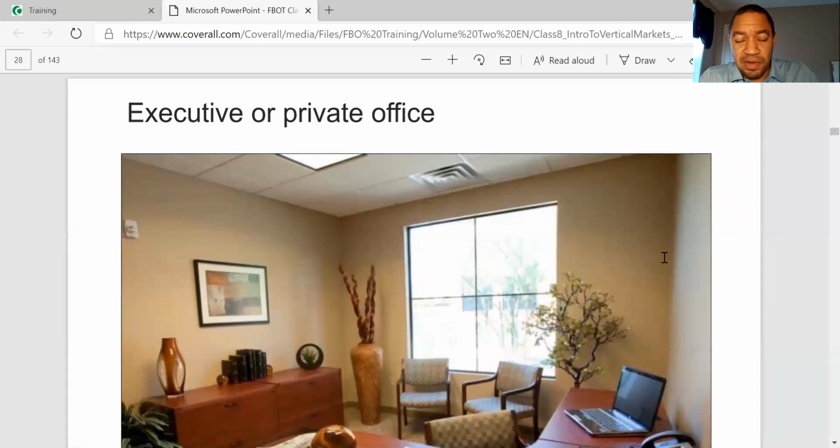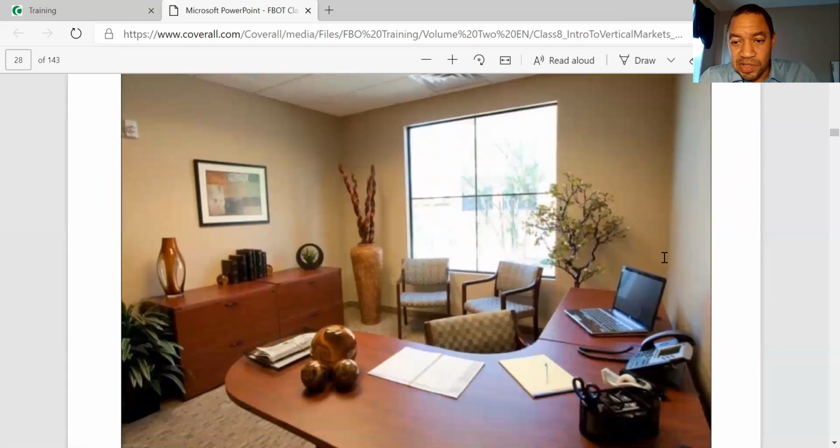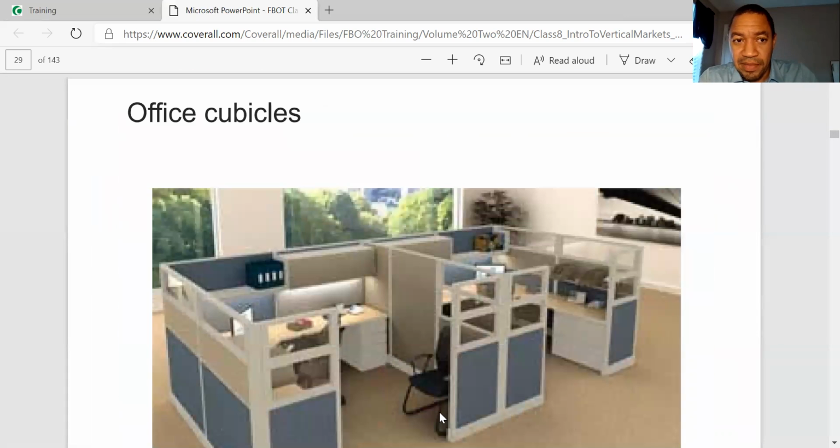Here's an example of what a typical office space would look like. This one's not too cluttered. You can see the desk right here is not really obstructed with paper. There's a pad here. That's not too bad. And you see it has upholstered chairs, easy to get around or move around in the office. Wouldn't take you too long to clean it.